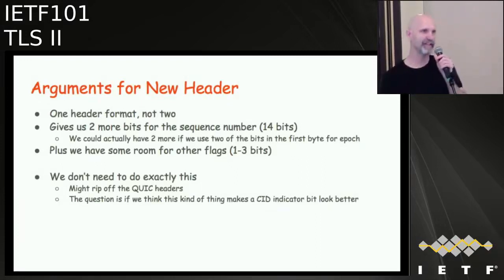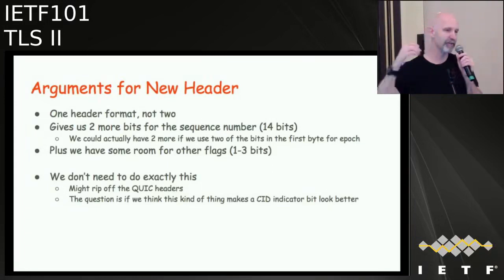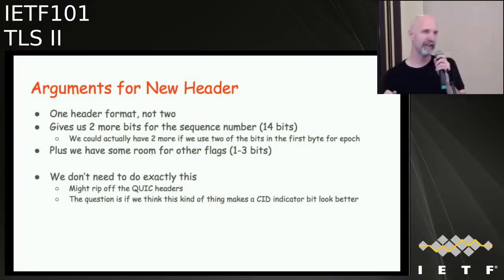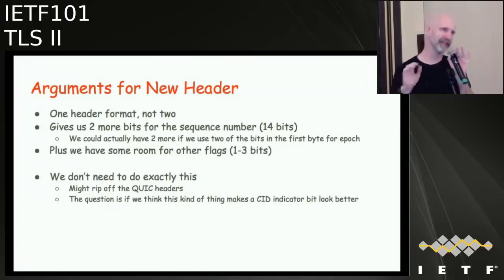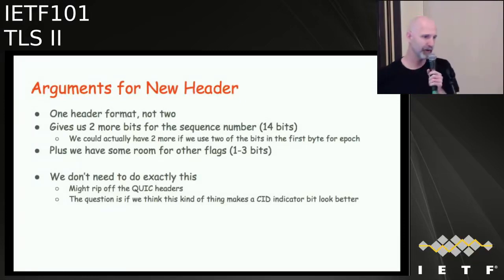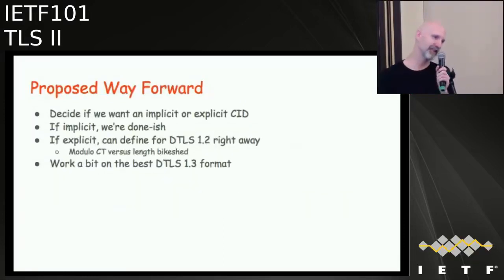We might at the end of the day decide to rip off the QUIC headers, which have other merits or demerits. So I think the question I want to ask is, is this sufficiently persuasive to people that this makes them comfortable with having a CID indicator bit? In which case we can have a CID indicator bit, we can close the TLS 1.2 issue and spend a little time bike shedding about the structure. Next slide.